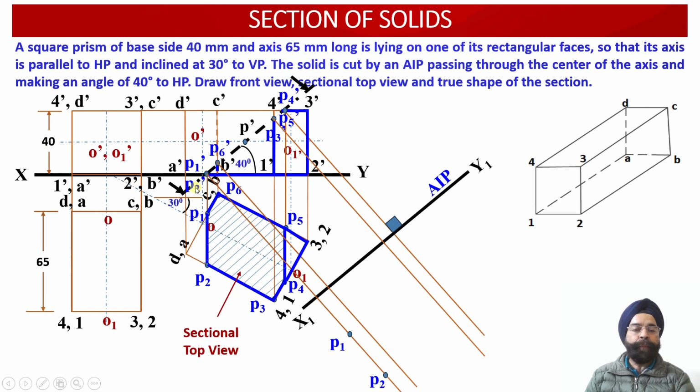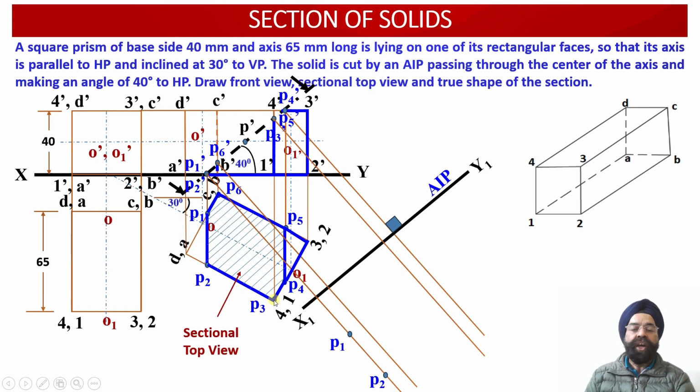projector line from the point P2 dash, because P1 dash and P2 dash are overlapping with each other in the front view projections. So onto the same projector line which is drawn through the point P2 dash, the same distance of the point P2 from the XY reference line, we are going to mark it out over here. So now the position of the point P2 in the plan projection view has been obtained.